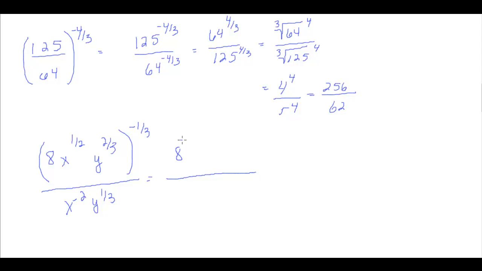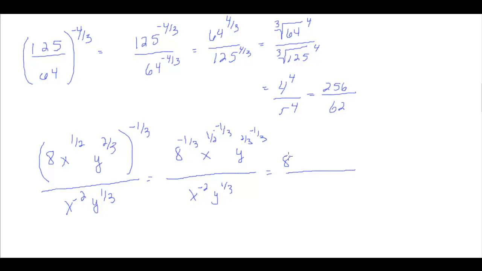So this is 8 to the negative 1/3. X to the, and we multiply in this situation. So if it helps, you can just write it out. 1/2 times negative 1/3, and then y to the 2/3 times negative 1/3. And on the bottom we just have this x to the negative 2 and y to the 1/3. All right, so let's multiply those fractions.